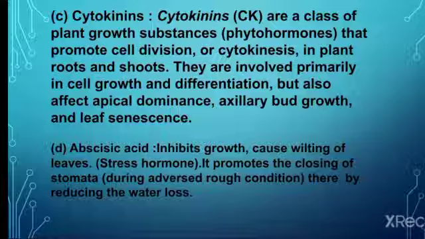Cytokinins are a class of plant growth substances, that is, phytohormones, that promote cell division or cytokinesis in plant roots and shoots. They are involved primarily in cell growth and differentiation, but also affect apical dominance, axillary bud growth, and leaf senescence. Abscisic acid inhibits growth and causes wilting of leaves. It promotes closing of stomata, thereby reducing water loss.